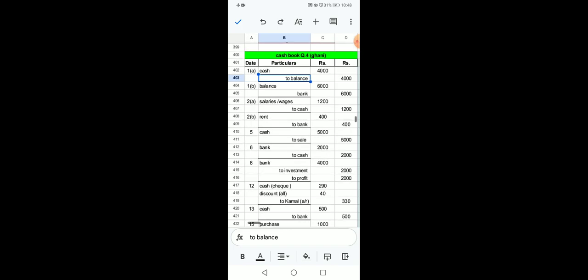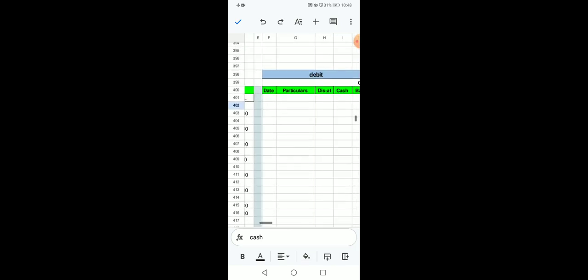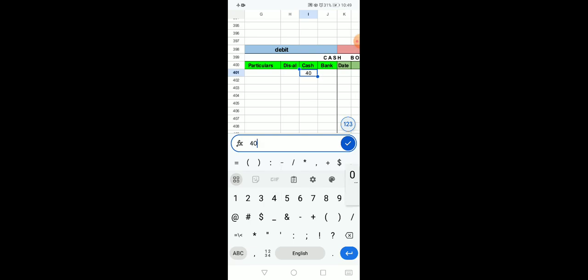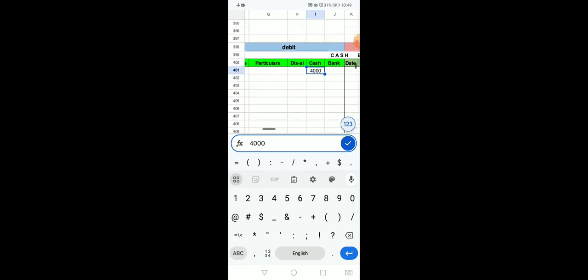All right. So in first entry we do have two elements, cash and balance, but we are associated with only cash, which is debited by 4,000. We will go to the debit side of cash and we'll write the amount, which was I think 4,000. After which you will be writing reference in particulars.